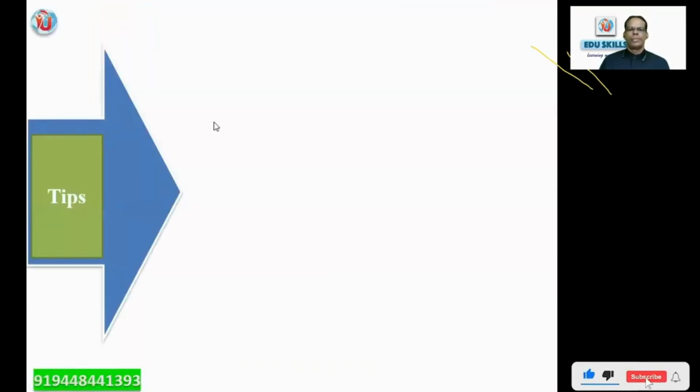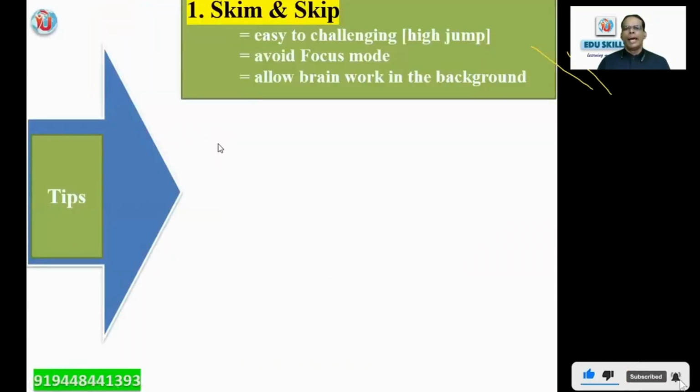Now, some of the tips. Okay, one tip, skim and skip. Skim means maybe in the beginning you can just go around. Still, I remember when I wrote my Bar Council, National Bar Council exam to be eligible to practice as a lawyer, you have 150 MCQs, and you are allowed to take any sort of books or references into the examination hall. You can carry a card, no issue.